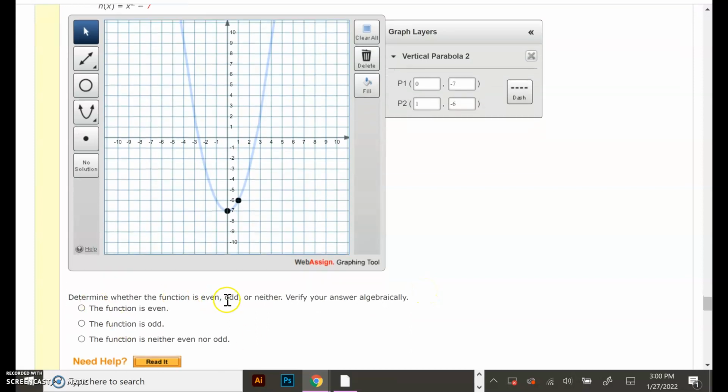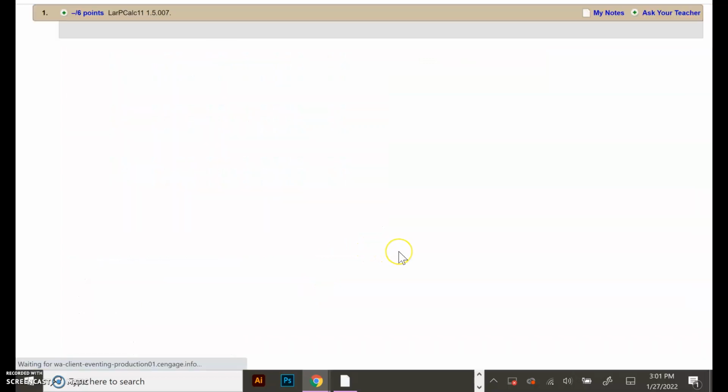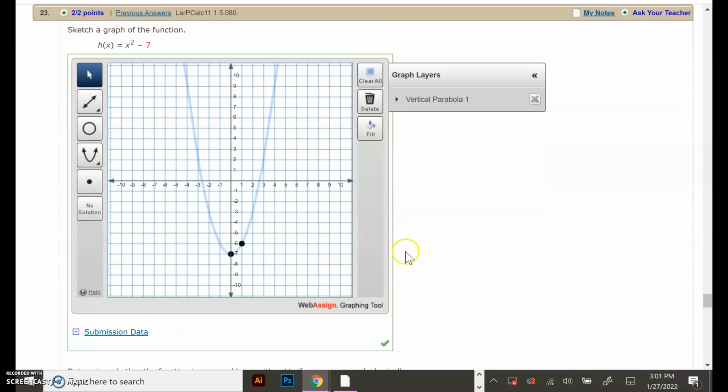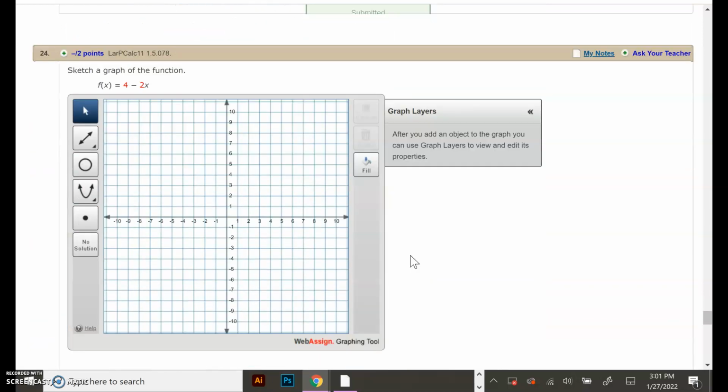To determine whether the function is even, odd, or neither, it looks symmetric to me, right? It looks pretty symmetric here. All right, so because it's symmetric, I can fold it across that y-axis. Let's go with even and submit the answer. Let's see what happens here for number 23. We got it right. All right, let's try 24.